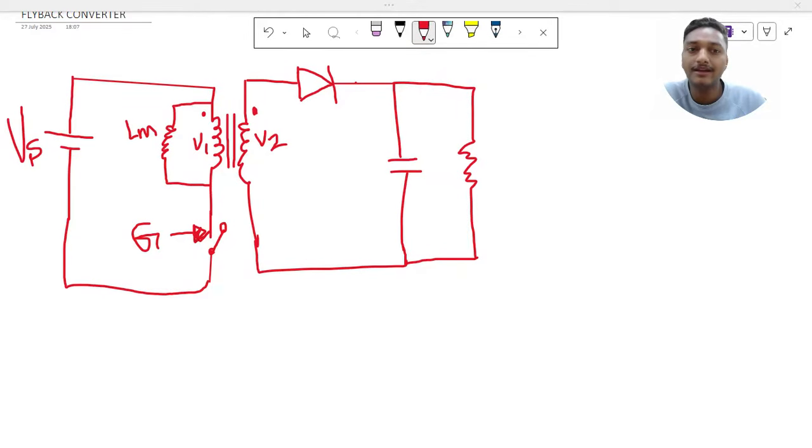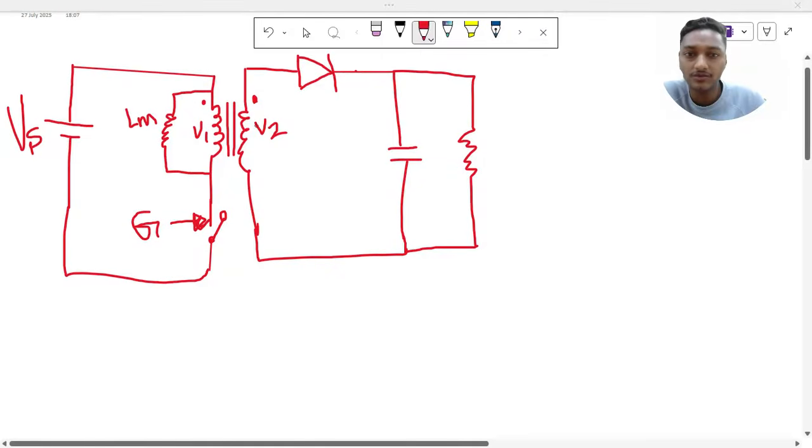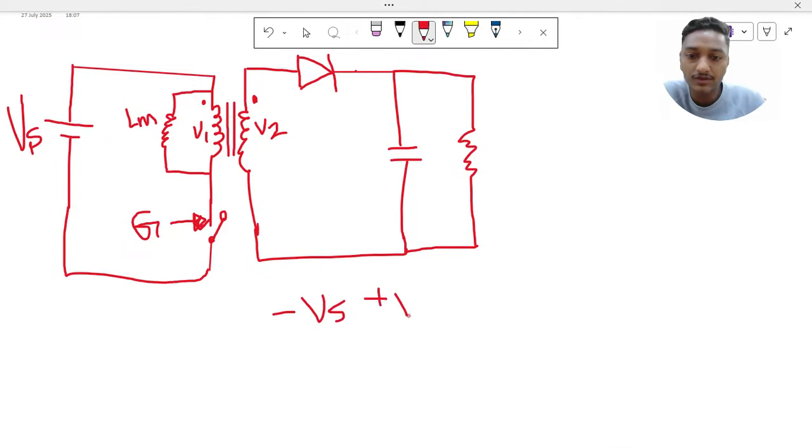Okay, and whenever I remove the gate signal, it should be off. Now let us say I have applied the gate pulse here. My switch is on, so it is short circuited, and I have the polarity of the dot here as well as here. Now if I apply KVL, what will I get? Minus Vs plus V1 is equal to 0.